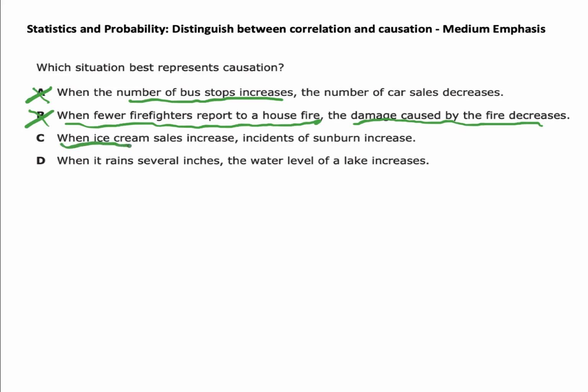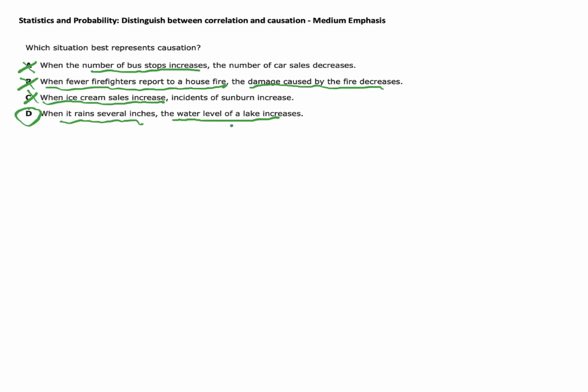C, when ice cream sales increase, that's your cause. Is the effect incidence of sunburn increase? No. Just because you have more people buying ice cream does not mean that that's going to cause an increase or uptick in sunburn. So your answer is D. You can check this out. It says when it rains several inches, this is the cause, is the effect the water level of a lake increases. Yes, that is true.